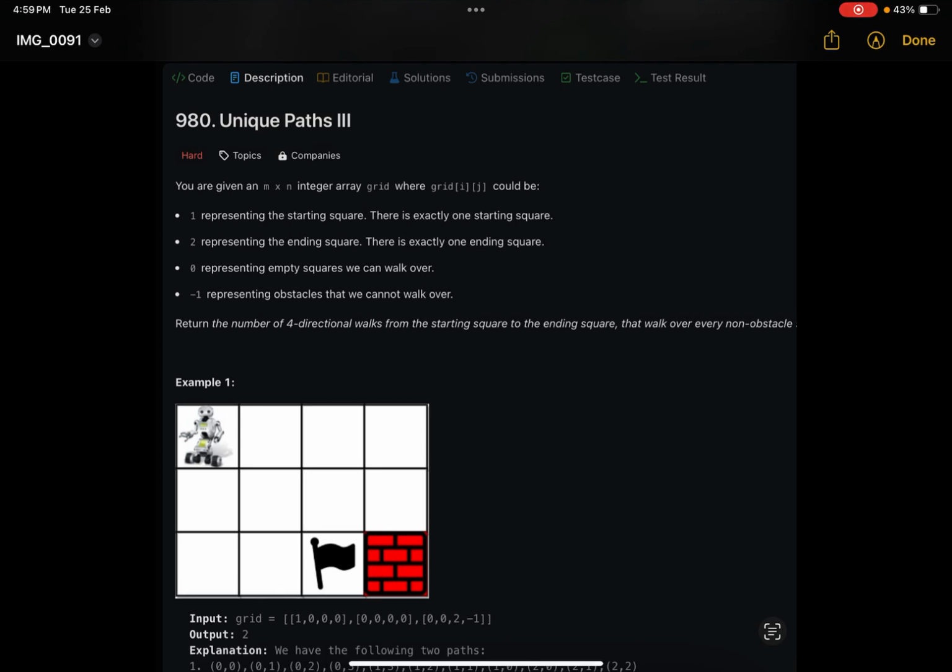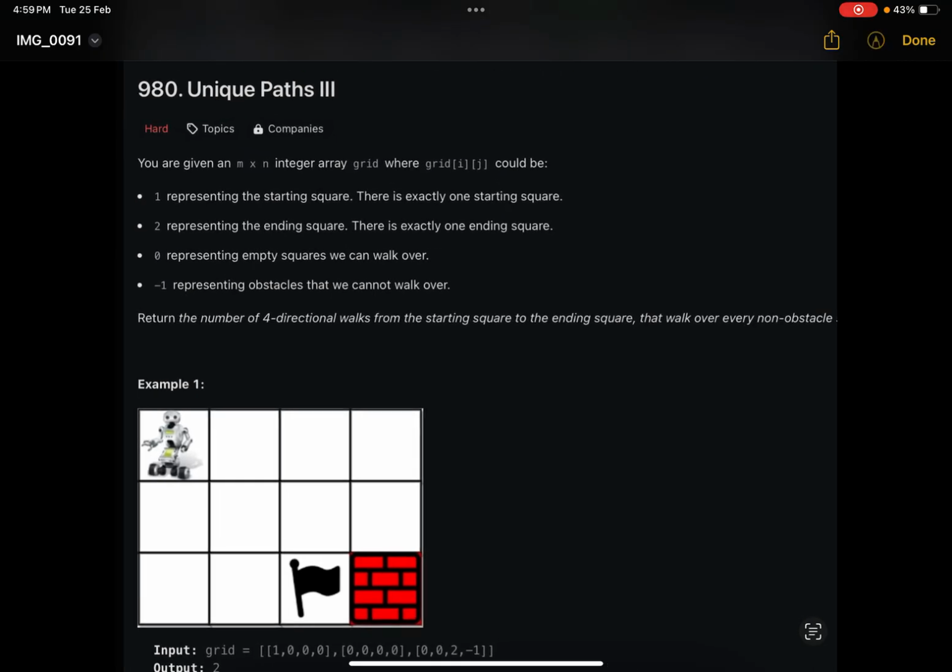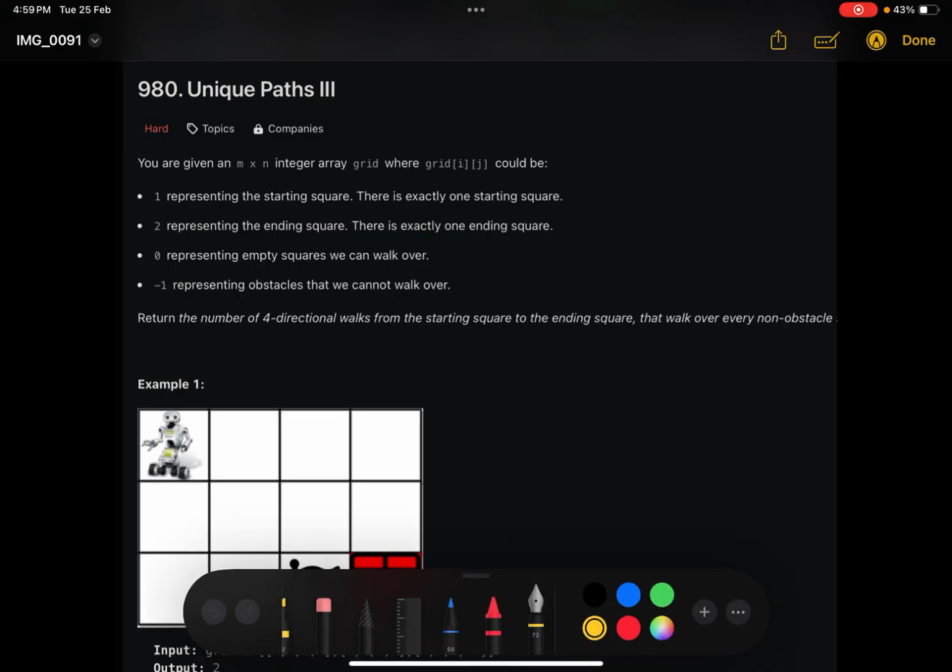Radhe Radhe Bhayo. Today I am going to solve a new question, LeetCode 980, Unique Paths 3. So what is the question saying? Let me explain the question.